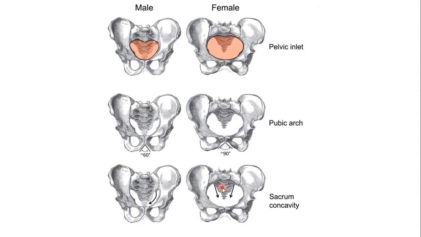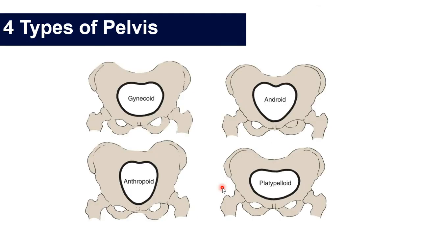Okay, now next we have here the four types of the pelvis. So we have the gynecoid, the android, the anthropoid, and the platypelloid.